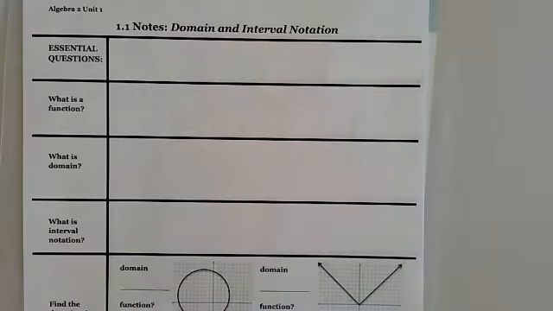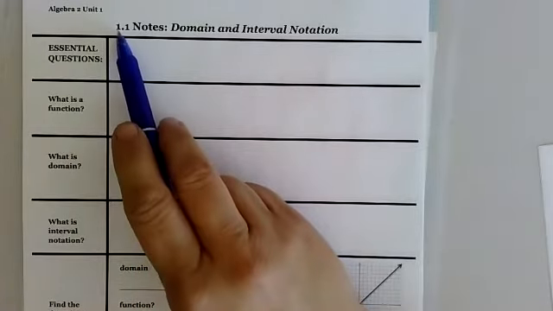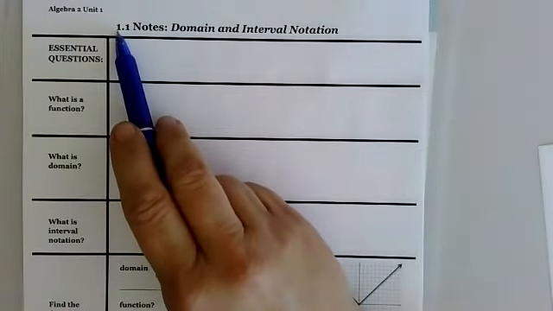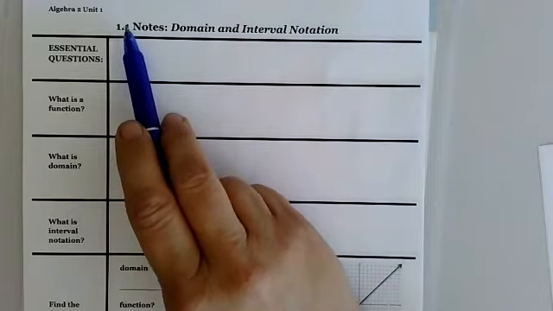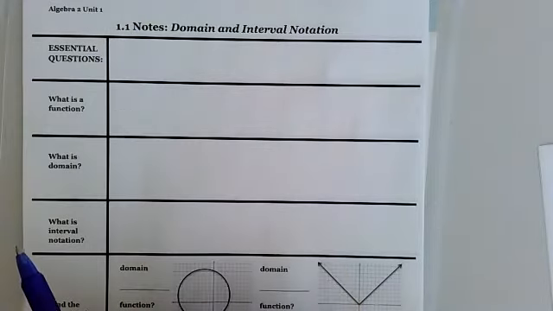The first lesson that we'll do together in Algebra 2 this year is Unit 1, Lesson 1, and we'll talk about domain and interval notation. Domain shouldn't be completely new, but many students get confused about domain and range, so I'm going to introduce it as if you have not seen it before. Interval notation is new, I believe, in Algebra 2. And this is how I'll number our units. This is 1, 1, so it's Unit 1, Lesson 1 notes.